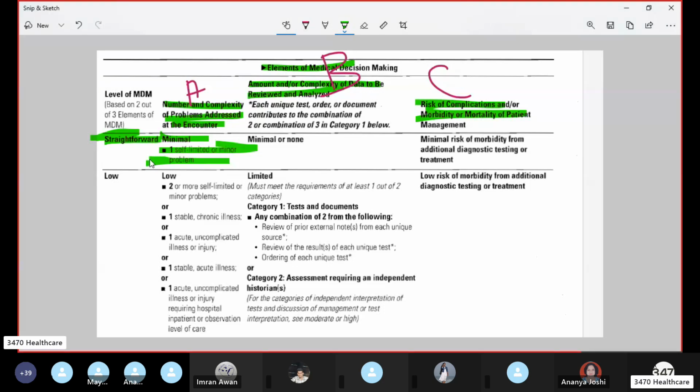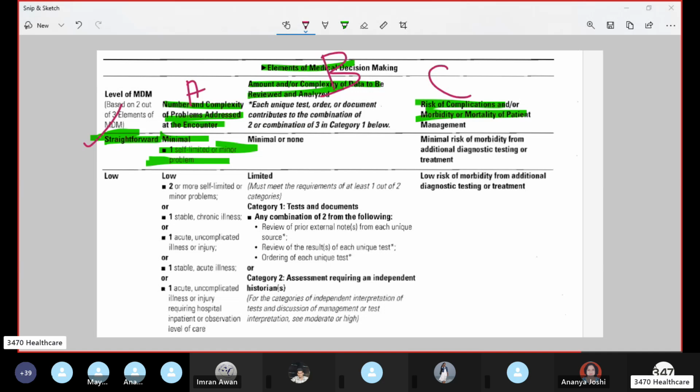For the amount and complexity of data to be reviewed, if nothing is there, none given, you can go for minimal. That means straightforward. Risk is also the same. So straightforward is based on one self-limited or minor problem, nothing in the B table, and minimal risk in the risk table. Straightforward is mostly a rare scenario.